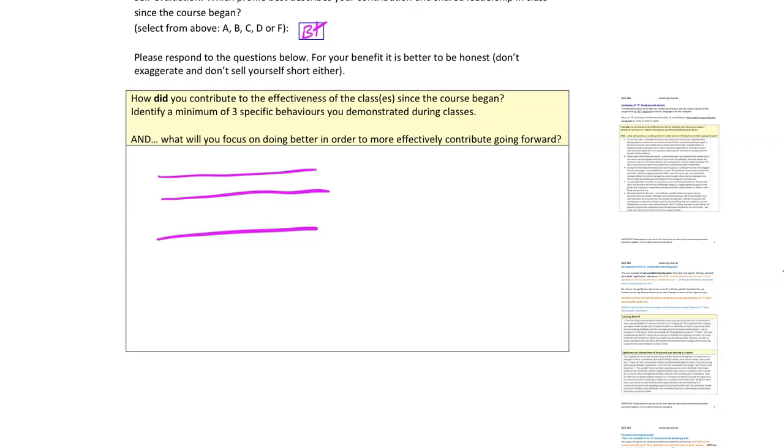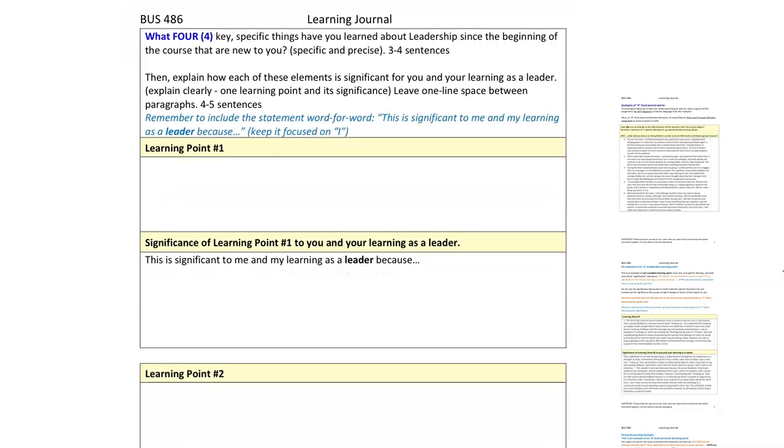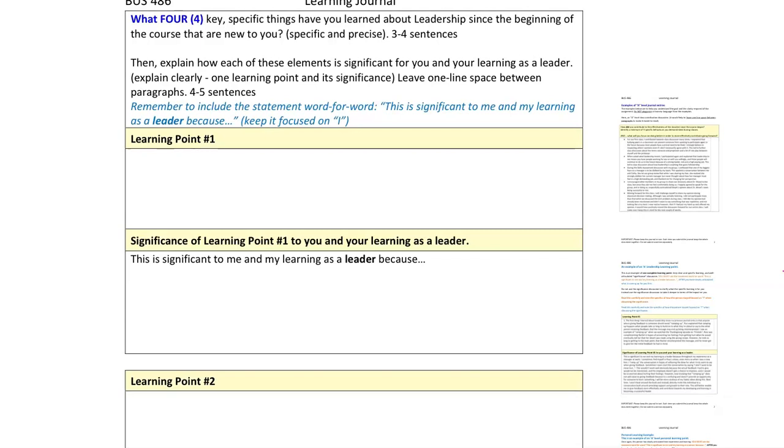Then we go to the next section, and here we begin writing about the specific learning points. And I'll go through that in detail in a few minutes. So in this case, for this journal, for the period we're talking about, which is approximately 6 classes looking back, we're looking for 4 key specific things you've learned about leadership, and then there's some questions we'll look at in a moment.